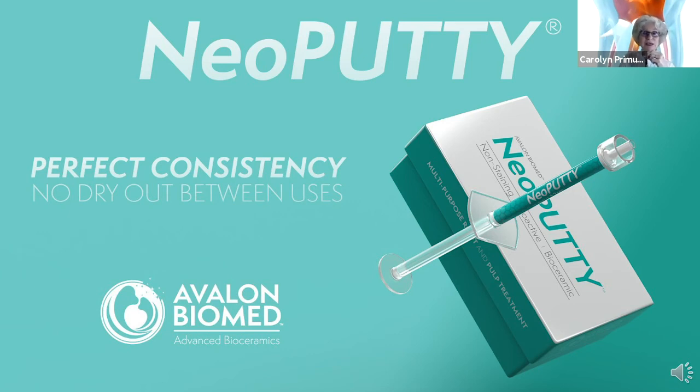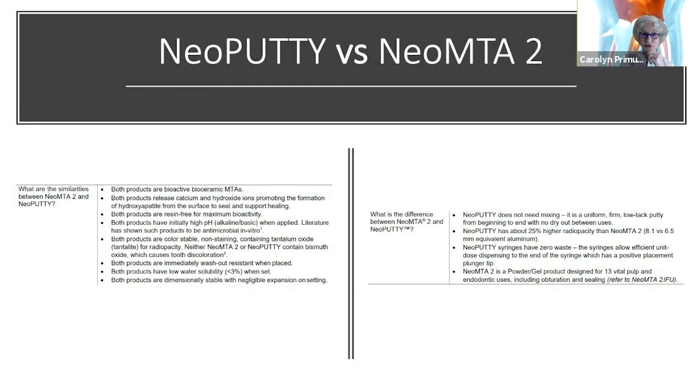But you may be at this point wondering, well, what about Neo MTA2 versus Neo Putty? You're going to have to make a buying decision this weekend. And there are some similarities. Both products contain extremely fine hydraulic tricalcium and dicalcium silicate powders. They are bioactive bioceramic materials.